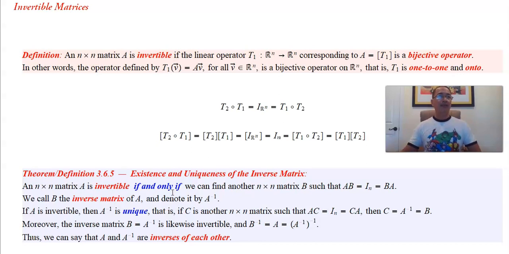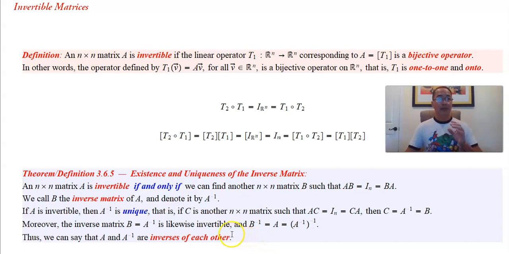An n by n matrix A is invertible if and only if we can find another n by n matrix B such that A times B is the identity and it is also B times A. Reminder, matrix multiplication is not necessarily commutative. A times B and B times A could be completely different matrices. But for an inverse matrix, this inverse matrix B will result in a product with A to be the identity in both orders. A times B and B times A both have to give you the identity.